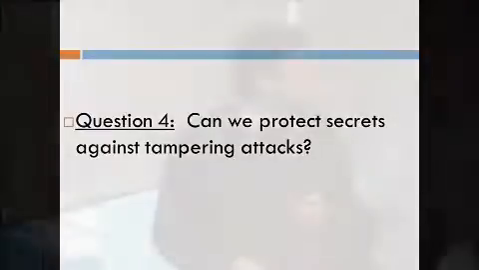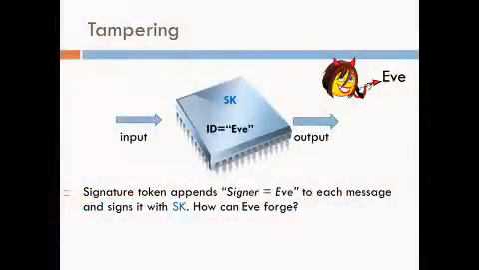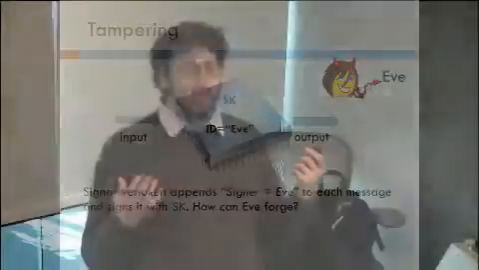Oh, okay. All right. So the last question that I want to ask is, can we protect secrets against tampering attacks? What if the attacker can actually modify the state of the system? Let me start with an example. Let's say we have this attacker Eve, and again, we have this signature token. She gets a signature token that has a secret key in it. But this time, it also has an ID, her ID equals Eve. Each time she gives a message, the signature token appends Eve's ID and signs it.